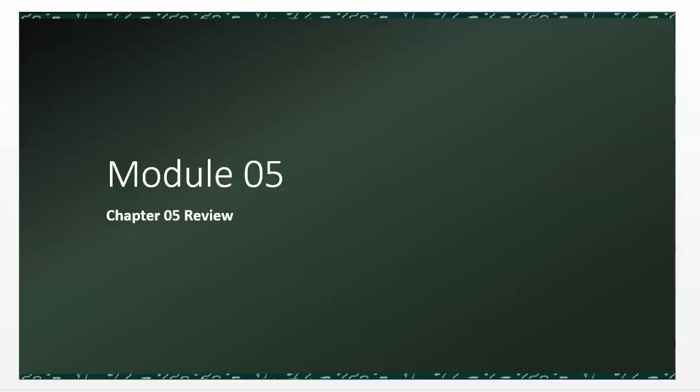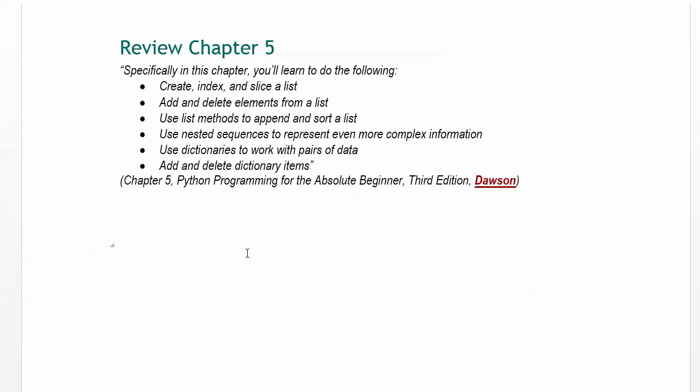In this video, we're going to do an overview of the chapter in your book, Chapter 5. Or should I say, review. Chapter 5 covers the creation of lists, how you create them, how you index them, how you slice them, how you add and delete items from the list, and how you can append and sort list items. You'll take a look at nested sequences, in other words, making tables, and also how dictionaries work, and how you can add and delete dictionary items. So a lot of stuff in there.